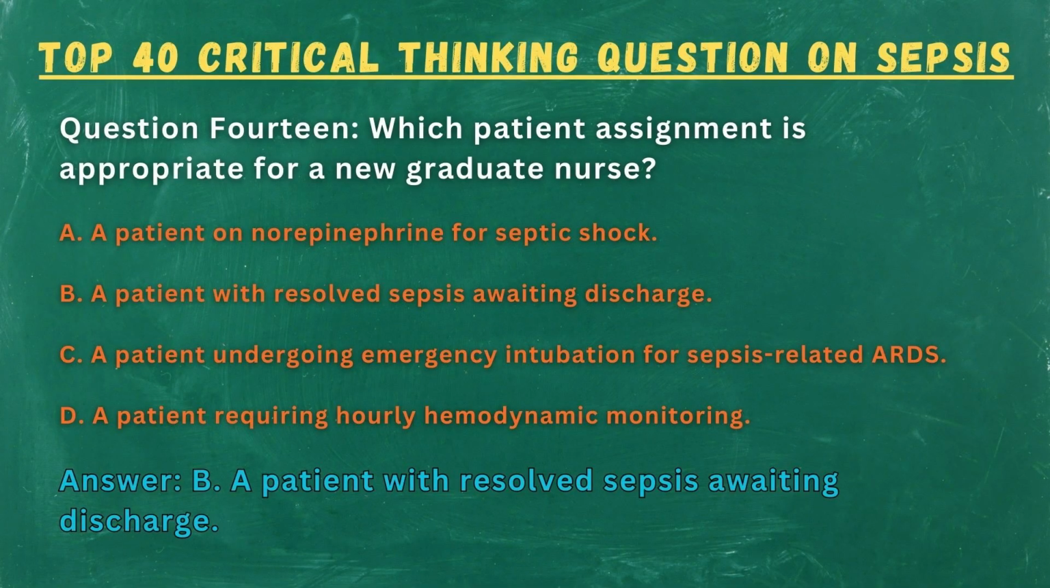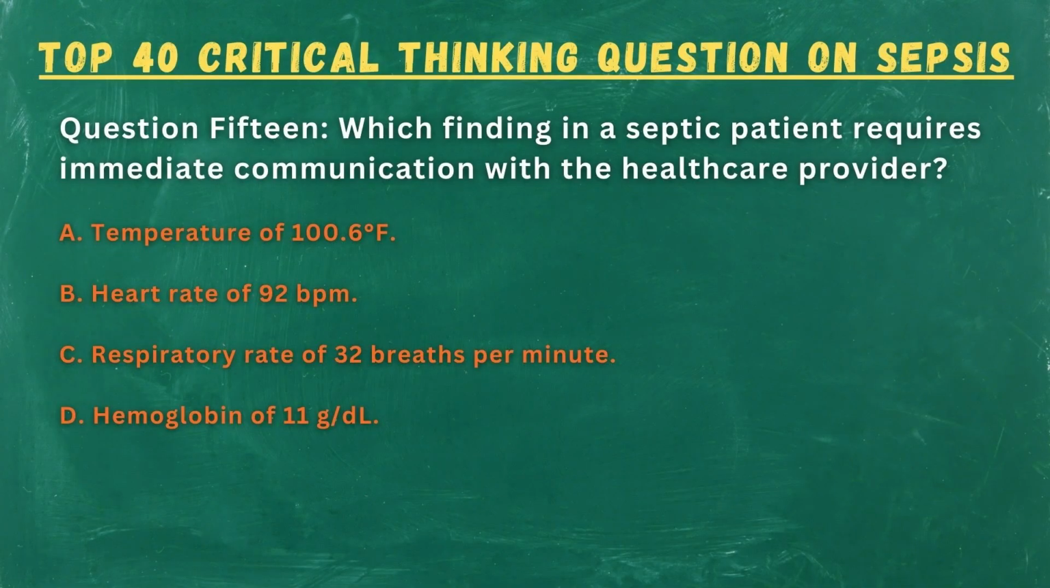Answer: B. A patient with resolved sepsis awaiting discharge. Question 15. Which finding in a septic patient requires immediate communication with the healthcare provider? A. Temperature of 100.6 degrees Fahrenheit. B. Heart rate of 92 BPM. C. Respiratory rate of 32 breaths per minute. D. Hemoglobin of 11 g/dL.